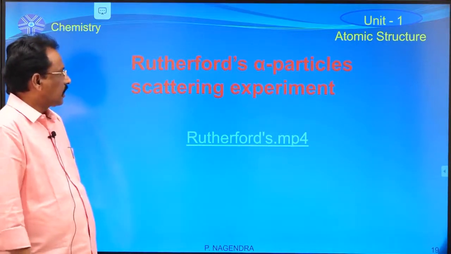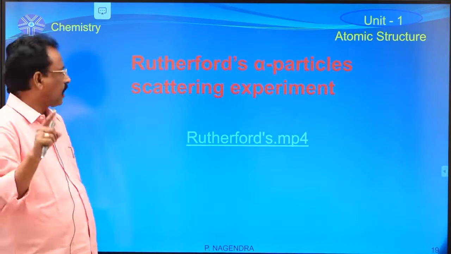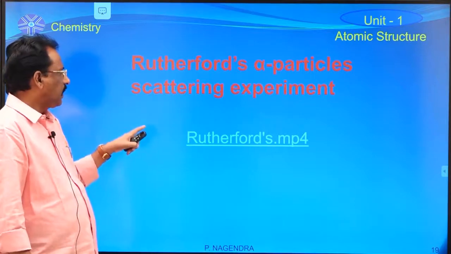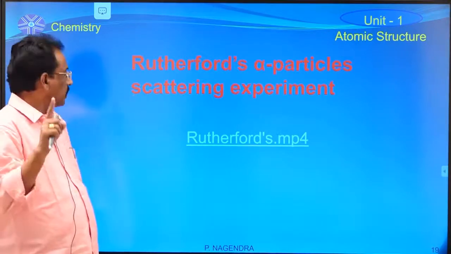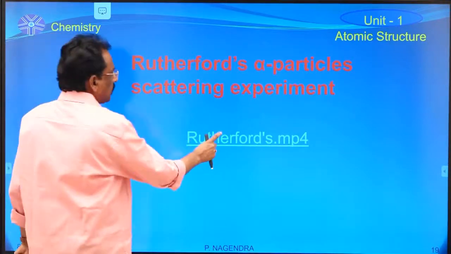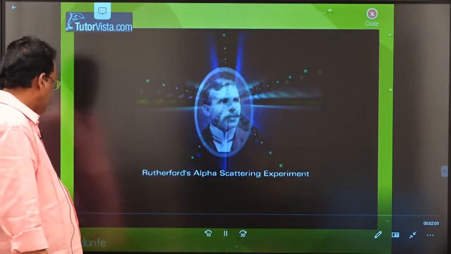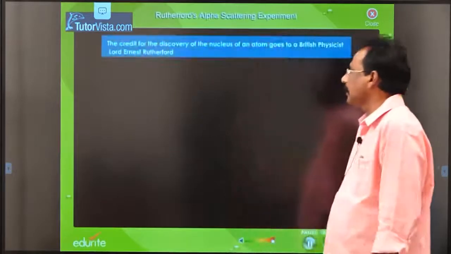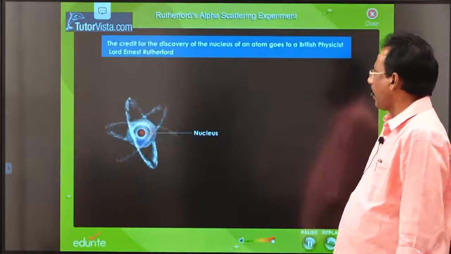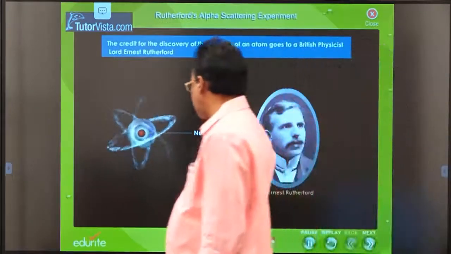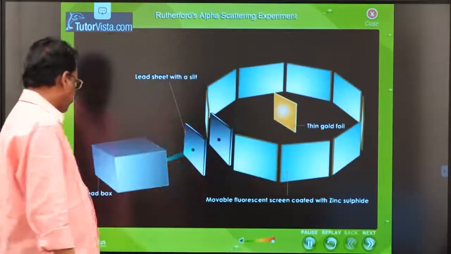This atomic model is known as Rutherford's atomic model, and it mainly depends upon Rutherford's alpha particle scattering experiment. Now this is that experiment. According to Rutherford, this is the video representation of Rutherford's alpha particle scattering experiment.